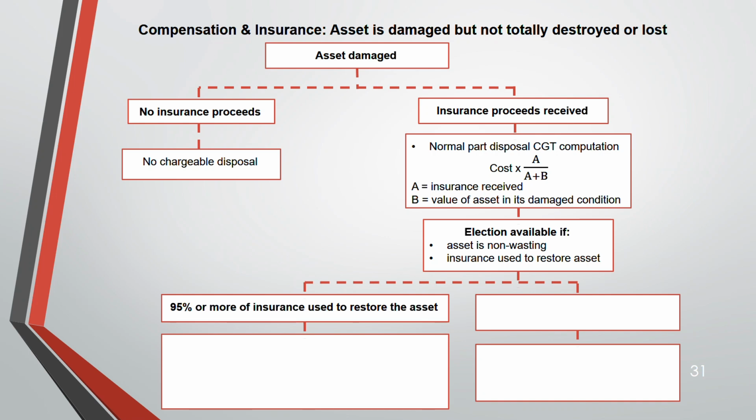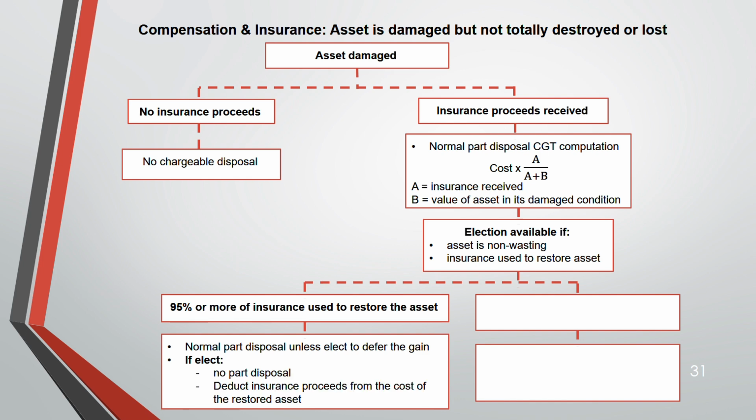You have to see whether 95% or more of the insurance are used to restore the asset or less than 95% are used. If 95% or more of the insurance are used to restore the asset, it's a normal part disposal unless you elect to defer the gain. If you elect no part disposal, deduct the insurance proceed from the cost of the restored asset, like how there you have deducted from replaced asset.